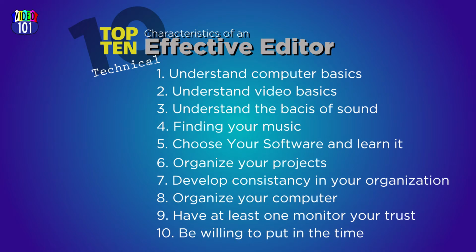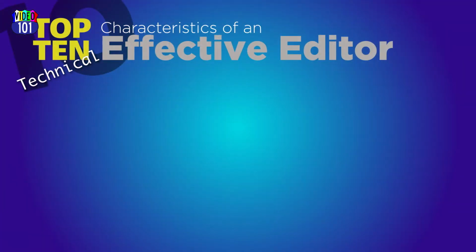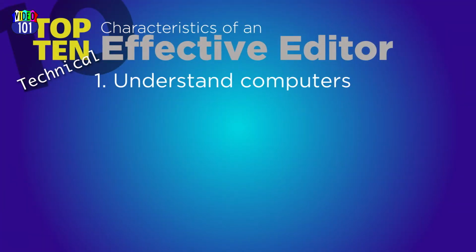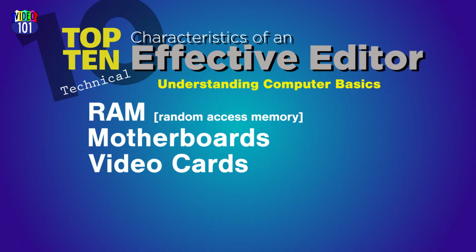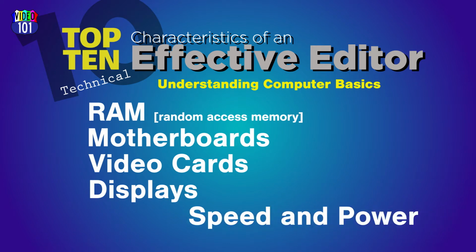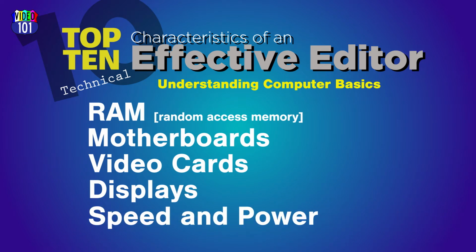So the top 10 list you can see there. We're going to talk in this video about number 1, which is understanding the basic workings of a computer. Understanding RAM, motherboards, video cards, displays, and the speed and the power needed to do the kind of work you want to do. I've used both PCs and Macs extensively. I've been more of a Mac person in probably the last 10 or 15 years, but I used a lot of PCs in my time. If you have the right computer, either one will do it for you.